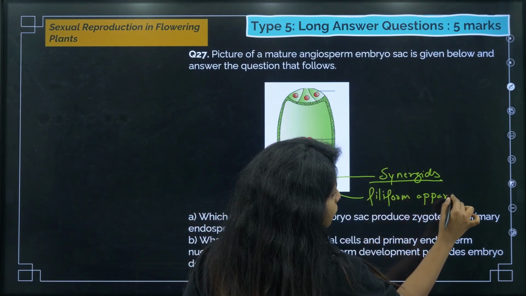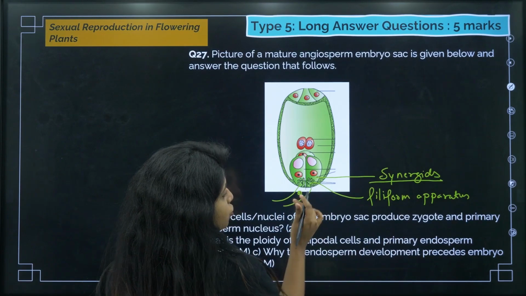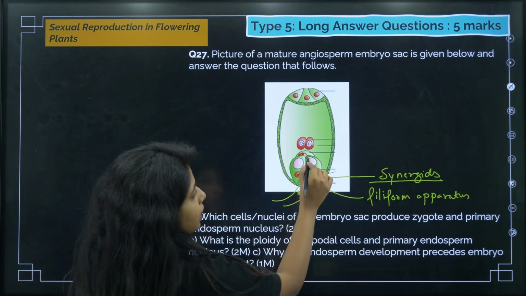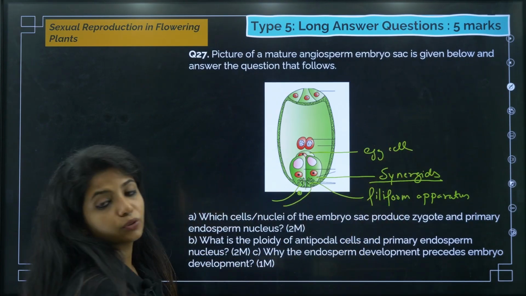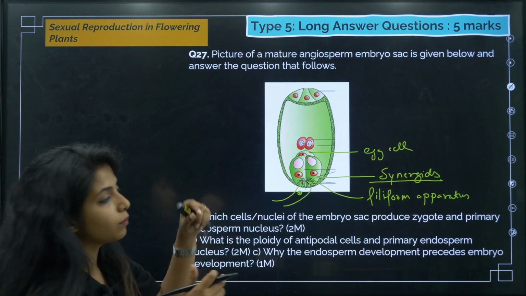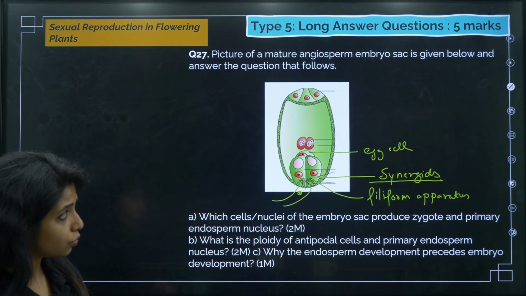Why do you need the filiform apparatus? Basically, when the pollen tube comes, the pollen has to come towards the egg cell, which is over here. This cell that you see over here is the egg cell. So the filiform apparatus from the synergid guides the male gamete towards the egg cell. Okay.